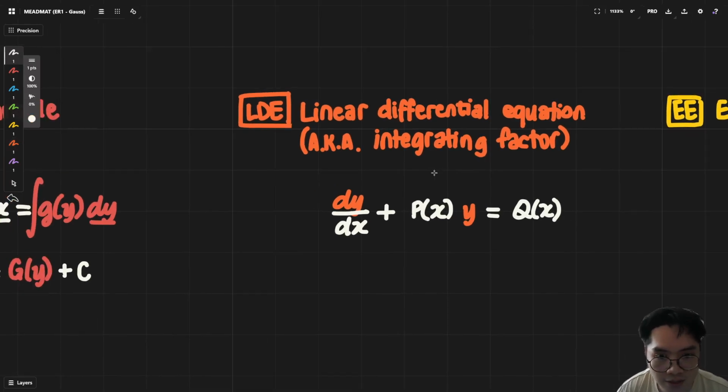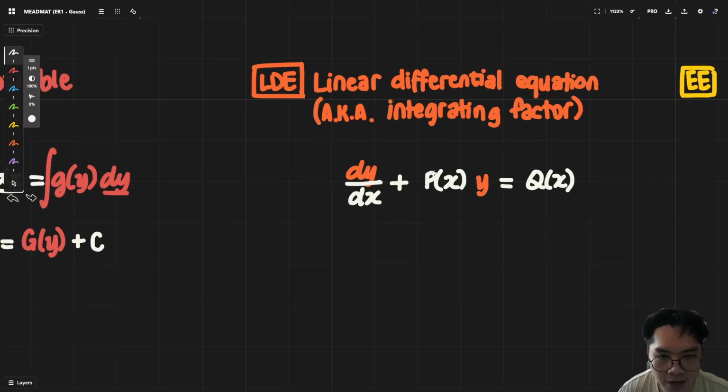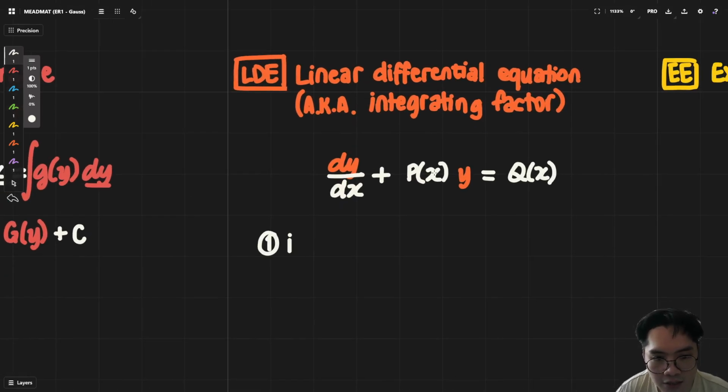First, this dy over dx needs to be alone. What do you mean alone? It has to be only multiplied by a 1. Say, for example, it's multiplied by a 3. What you need to do is divide everything by 3. Say it's multiplied by x squared. You need to divide everything by x squared. That's the first bit, number 1, isolated dy over dx.